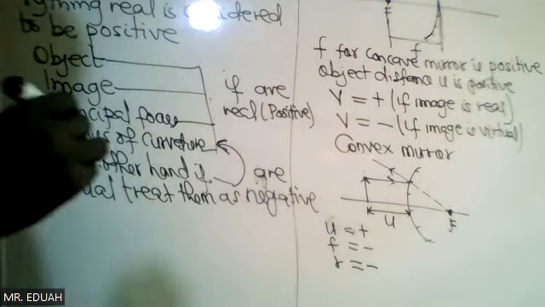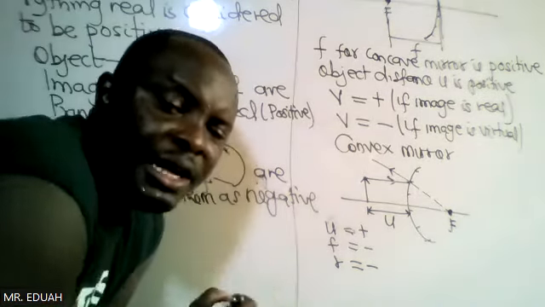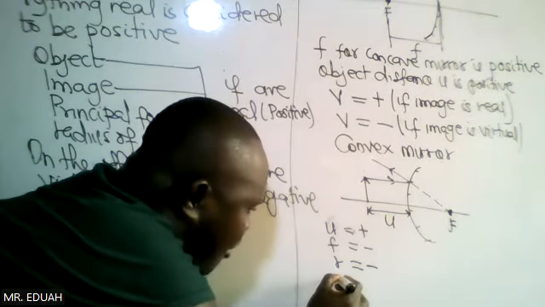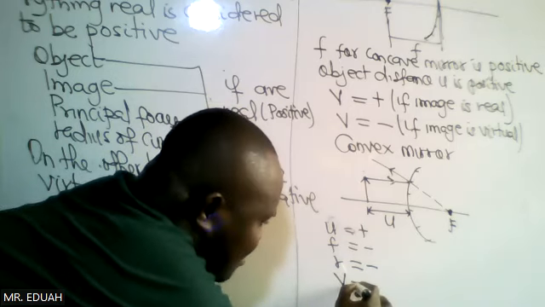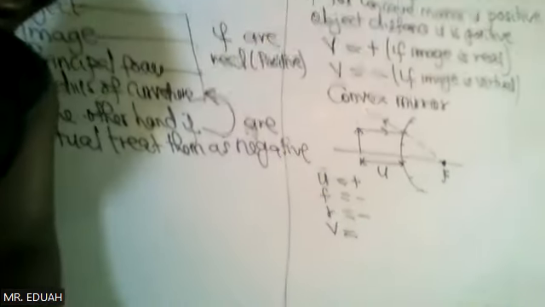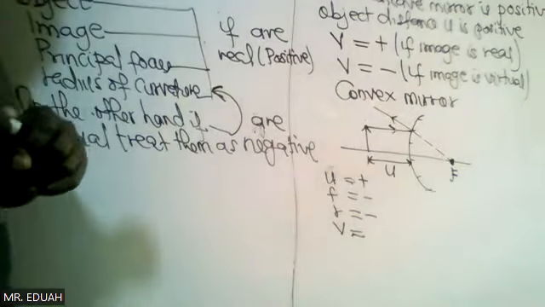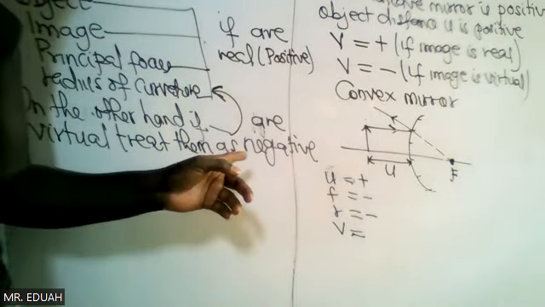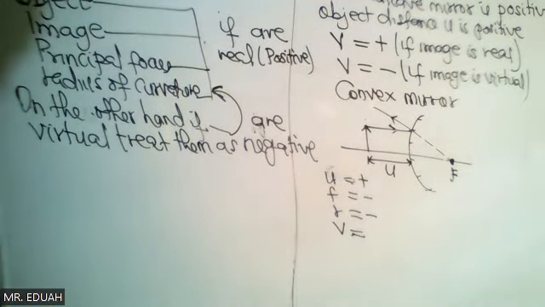Chrysler, what will you make of the image distance V of a convex mirror? Do you think this will be positive or negative? Sir, please, I think it will be positive. What's your reason, Chrysler?